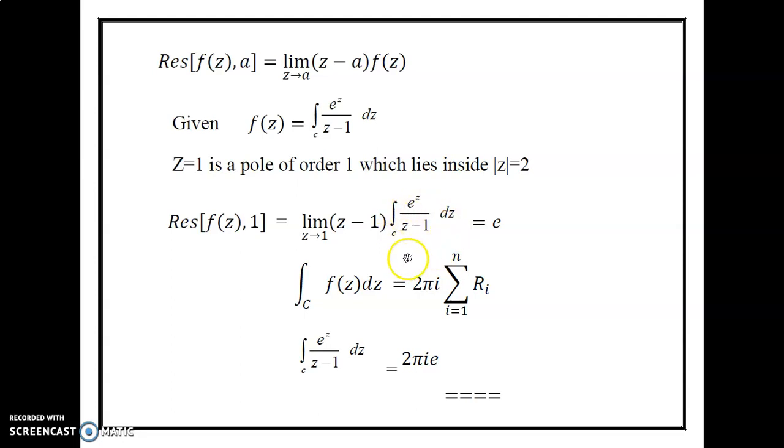f(z) is the given function, e^z divided by (z minus 1). The z minus 1 cancels, and substituting z equal to 1 we get the value e. Next, Cauchy's residue theorem formula is the integral over C of f(z) dz equal to 2 pi i into the sum of the residues. Therefore, the integral of e^z divided by (z minus 1) dz is 2 pi i into e. Therefore, the final result is 2 pi i e.